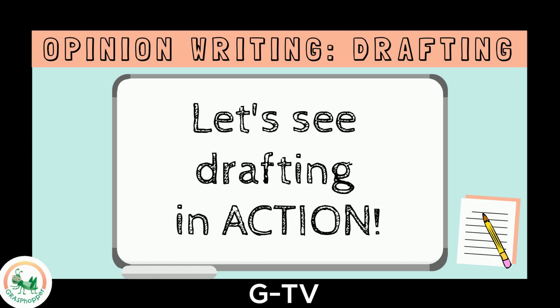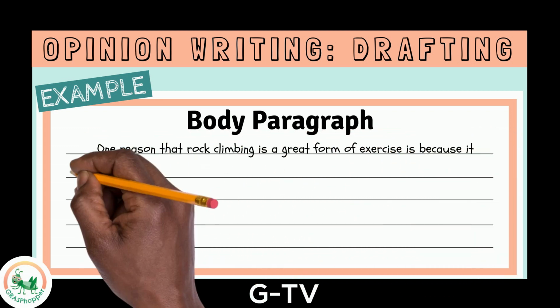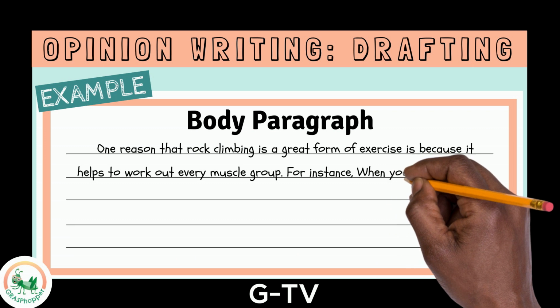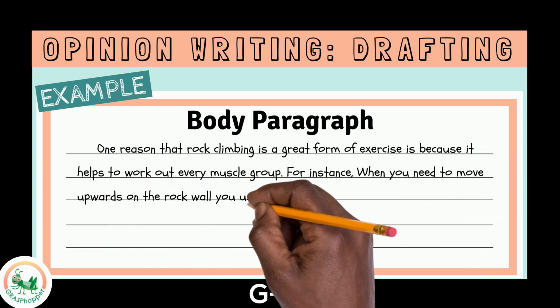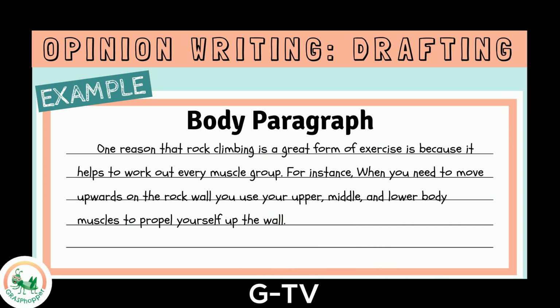Let's see drafting in action. Here is an example of writing a draft of one of my body paragraphs about rock climbing. I will start by writing on a blank line and indenting to show it's a new paragraph. Then I will write a transition word with my reason. Next, I will write my example sentences starting with a transition. As I'm writing, I'm thinking about where I need capitals, punctuation, and trying my best to spell all the words correctly.